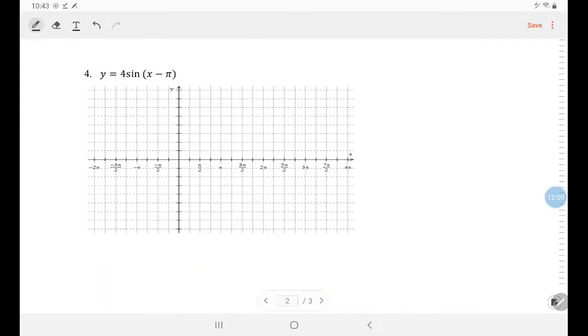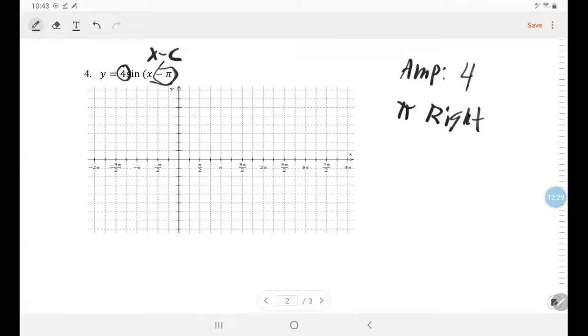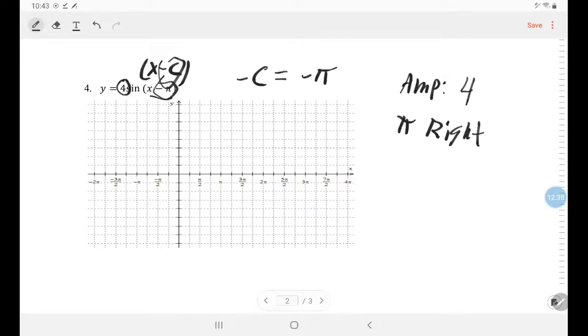Okay, multiple transformations. I see a 4 here. I know that's an amplitude of 4. And since that is larger than 1, I know that it's going to be a vertical stretch. I also see a phase shift that I'm going to go pi units. Since that says minus right here, I know that's going to be to the right. Again, if that confuses you, think of this as like an x minus c. So it's not c that's this minus pi. It's really negative c. So then c is really positive pi, which means to the right.